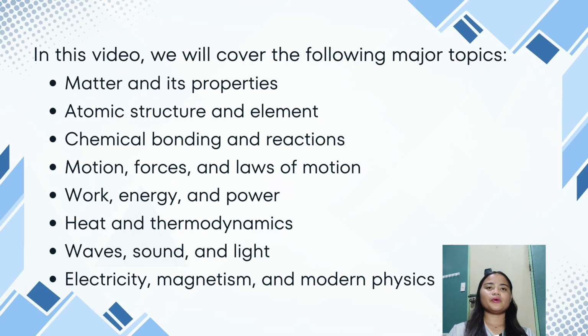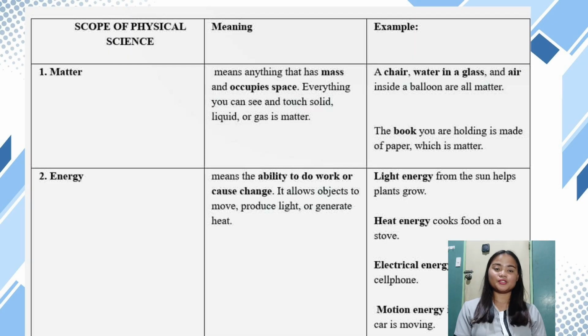In this video, we will cover the following major topics: matter and its properties, atomic structures and elements, chemical bonding and reactions, motion, forces and laws of motion, work, energy and power, heat and thermodynamics, waves, sound and light, electricity, magnetism, and modern physics. So now let's proceed to the scope of physical science.